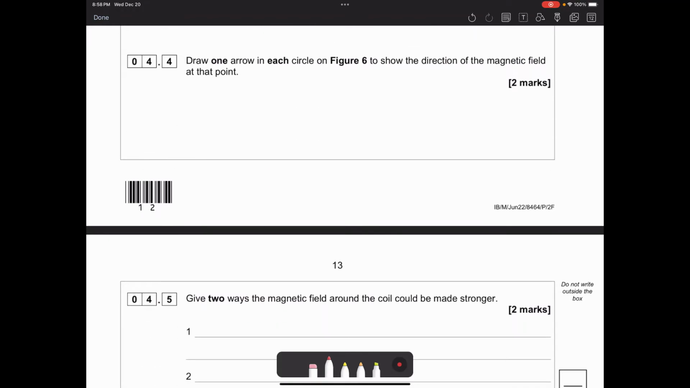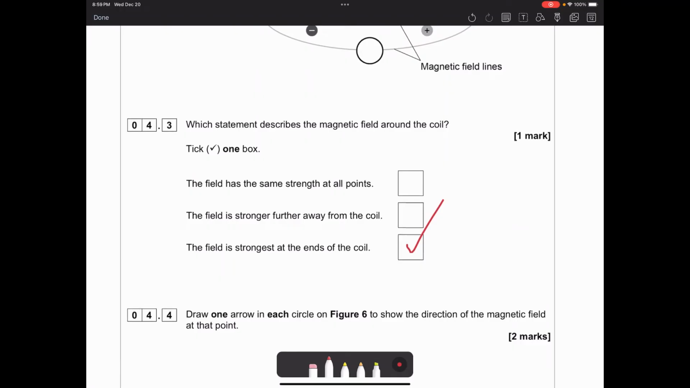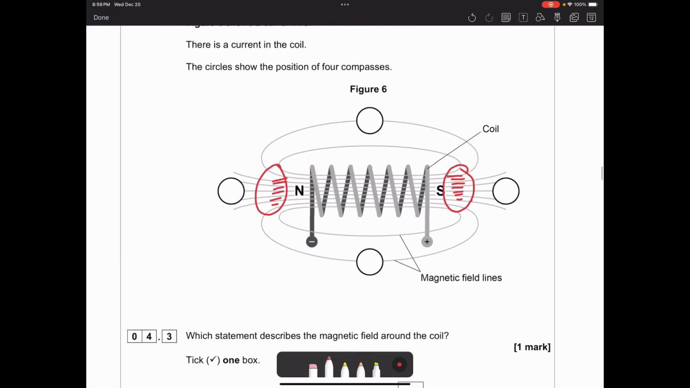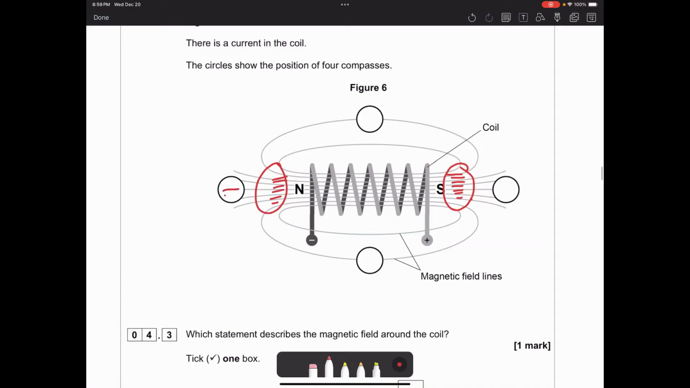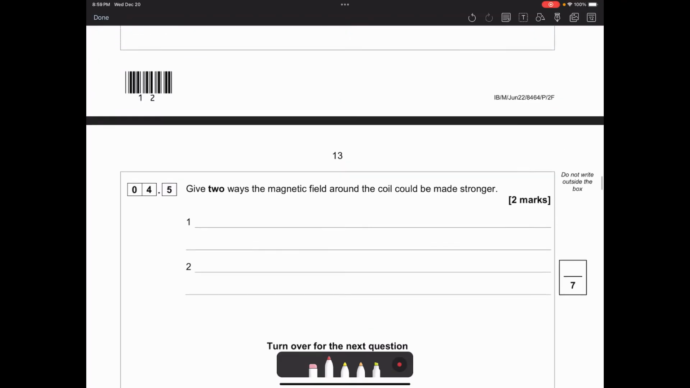Draw one arrow in each circle on figure 6 to show the direction of the magnetic field at that point. So this is again assessing whether you know the direction of a magnetic field. It's given you north and south. You should know that all magnetic fields come out of the north and they loop round to the south pole. Okay, so it comes out of the north, then loops round, and then eventually it will go back in the south. So your arrows need to be facing that way to get the marks.